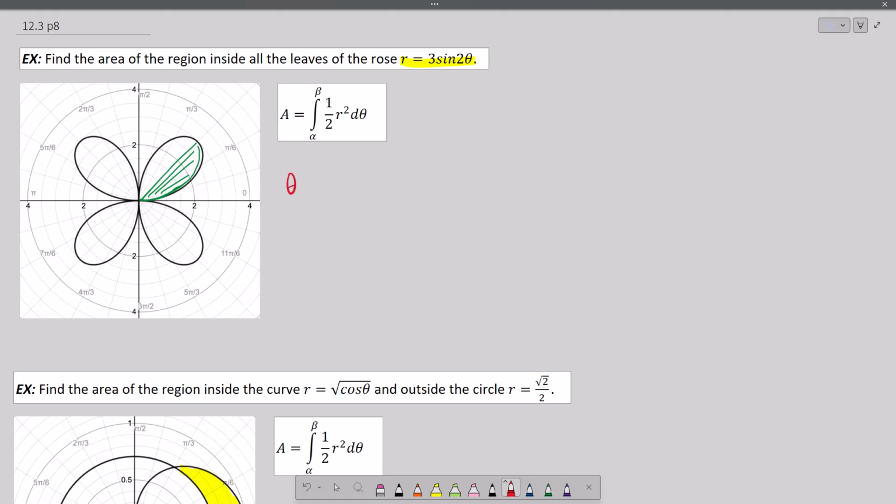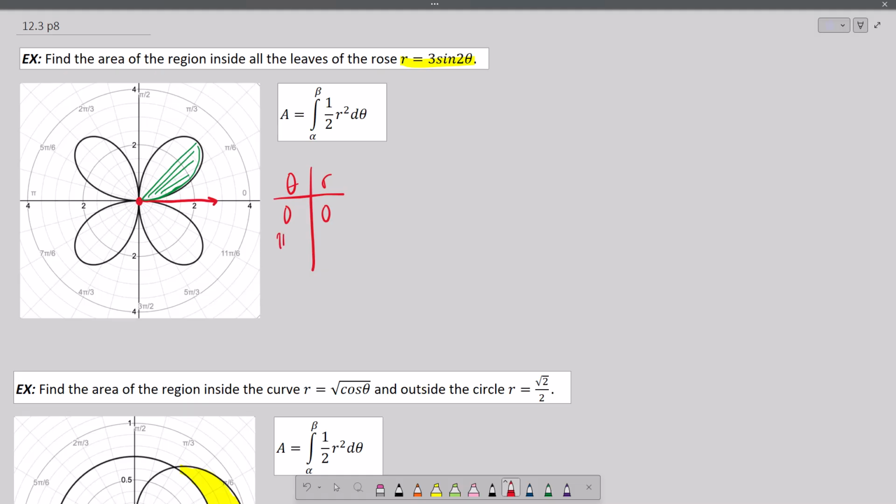If we plug in a theta value, let's see what we get for r. If we plug in theta equals 0, so theta equals 0 is this direction, we get 0. So that means we're right at the origin. Theta equals 0 gives us this point. And it appears that the tip of the petal is at pi over 4.